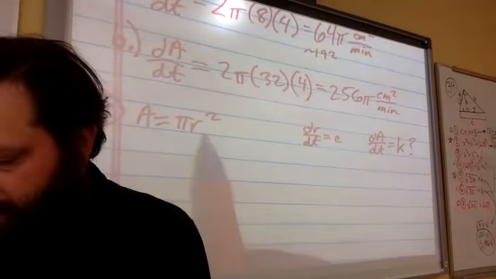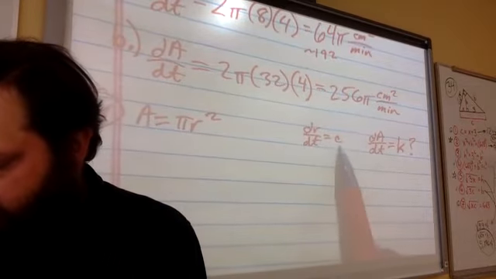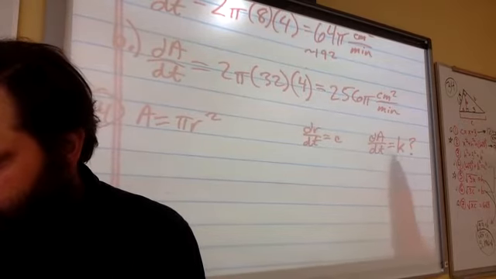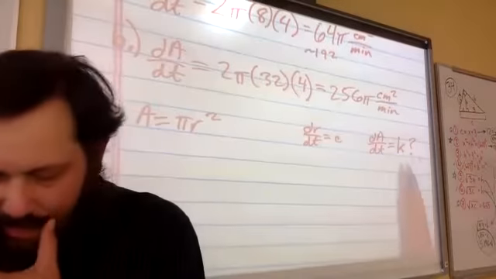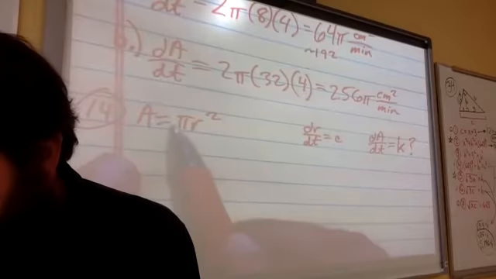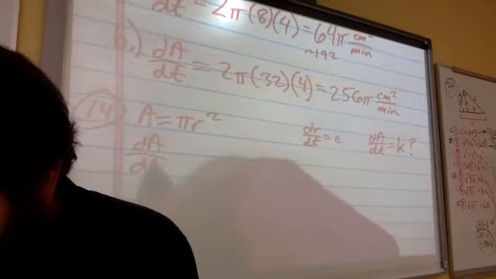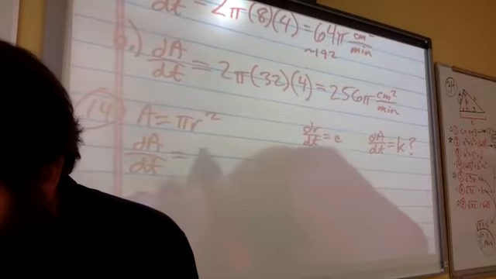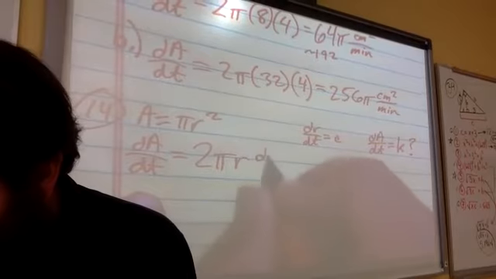So I know the area of a circle. I know the radius is changing at a constant rate. Is the area changing at a constant rate also? That's what this is asking. So we need to have a dA/dt and a dr/dt. We take the derivative with respect to time. dA/dt equals 2 pi r dr/dt.